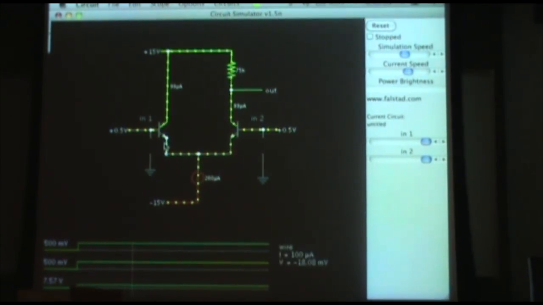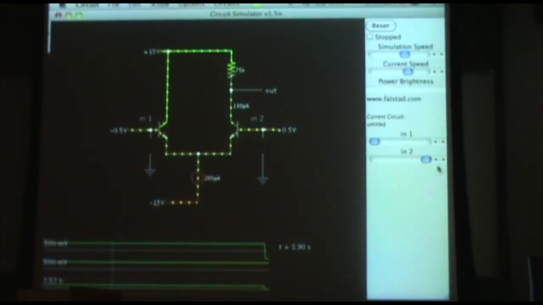Now, how it does that is, again, this is going back to the common base idea. When you increase the voltage across the transistor here, it will draw more current from base to emitter. So it just pulls down a little bit harder until you've got the same currents. Until it's got 200 microamps total.